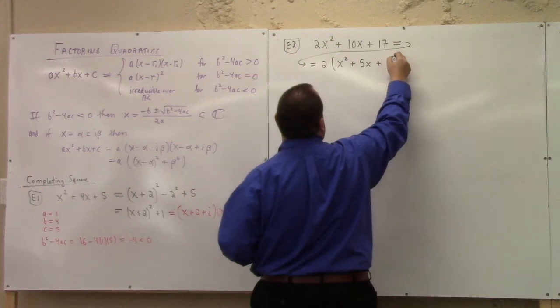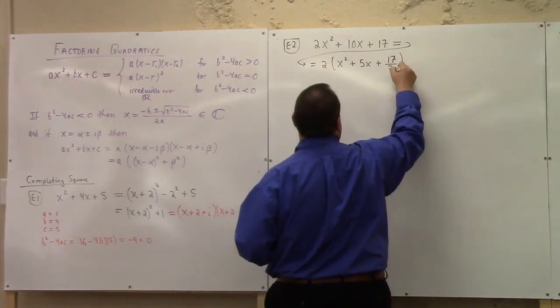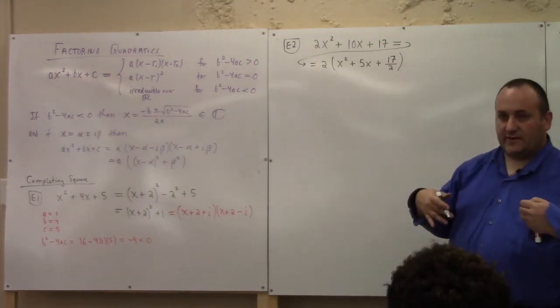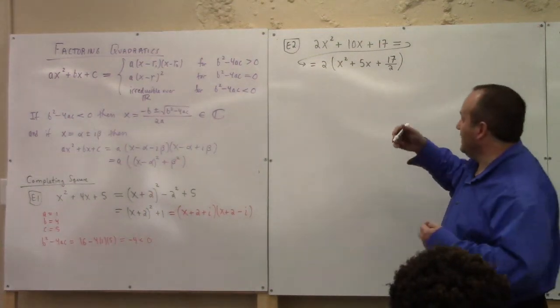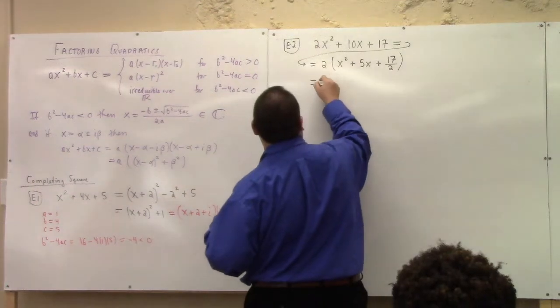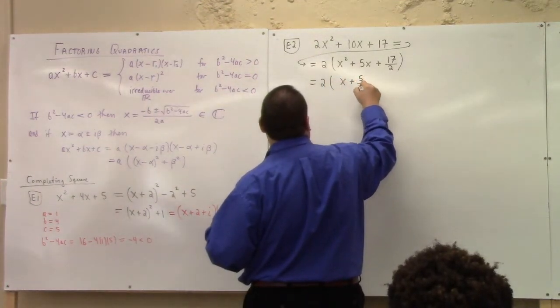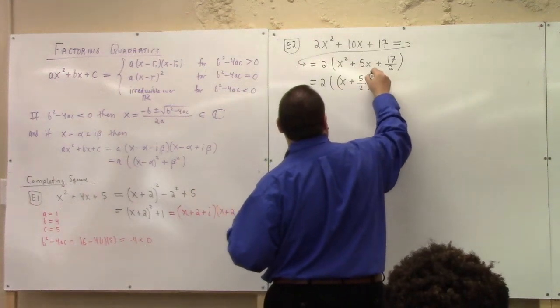So I've got fractions we're going to have to deal with. 17 over 2. All right? But once you get to that point, everything proceeds like it did before. So we take half of 5. So that's 5 halves. We square that. x plus 5 over 2 squared.